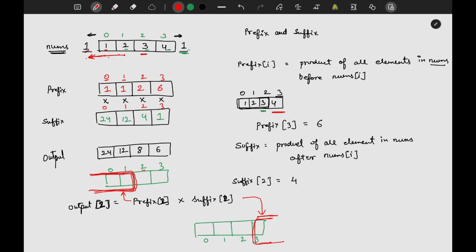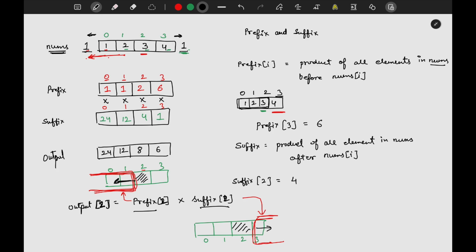Suffix of 2 is this. So if you notice, we are multiplying this part with this part. What are we not multiplying with? We are not multiplying with nums of 2. This is what we wanted, right? Output of 2 means we multiply all the elements before index number 2, and all the elements after index number 2. So this is what we are doing. That's why this prefix and suffix will generate the correct output.